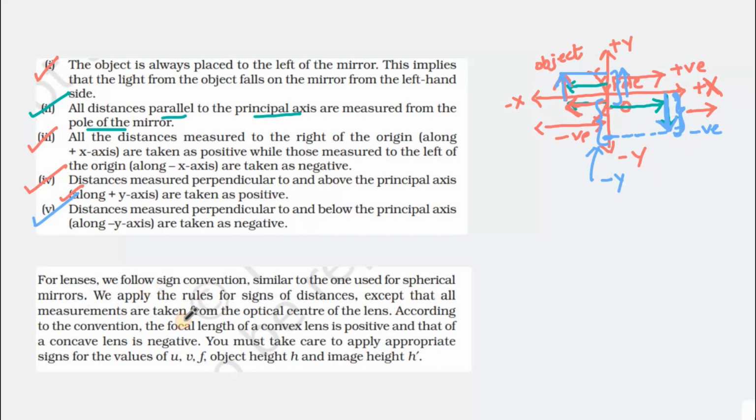Now for lens, we follow a sign convention similar to the one used by spherical mirrors. We apply the same rules for signs of distances, except that all measurements are taken from the optical center of the lens.